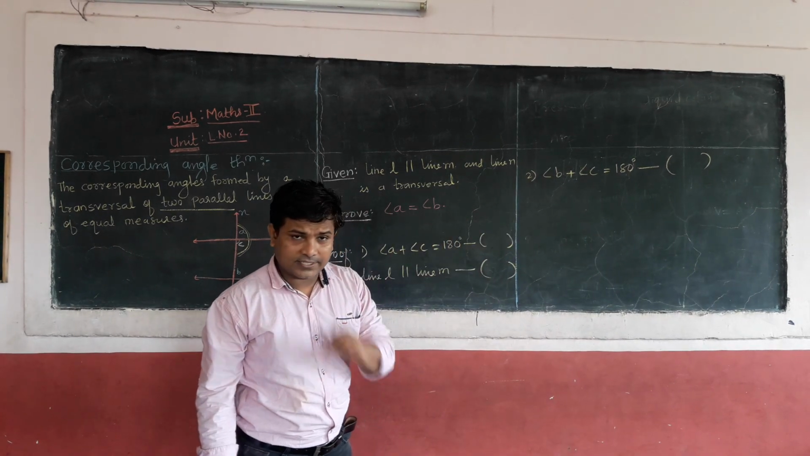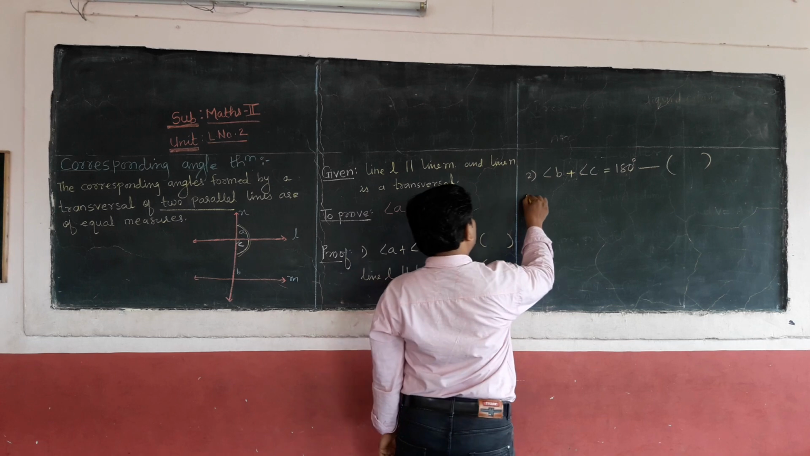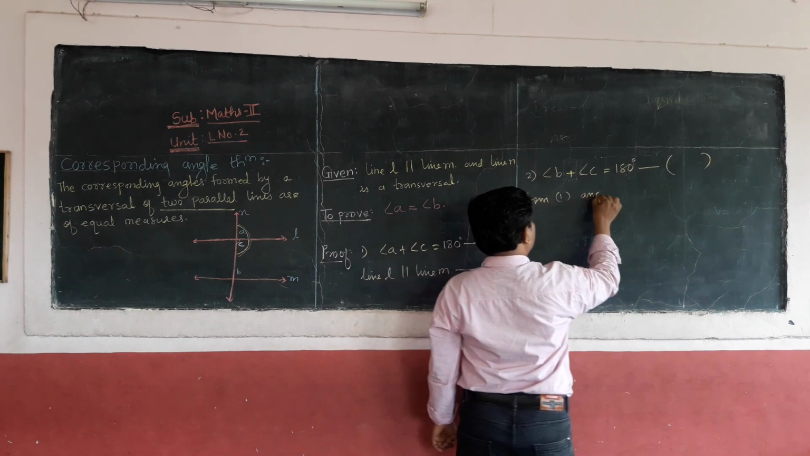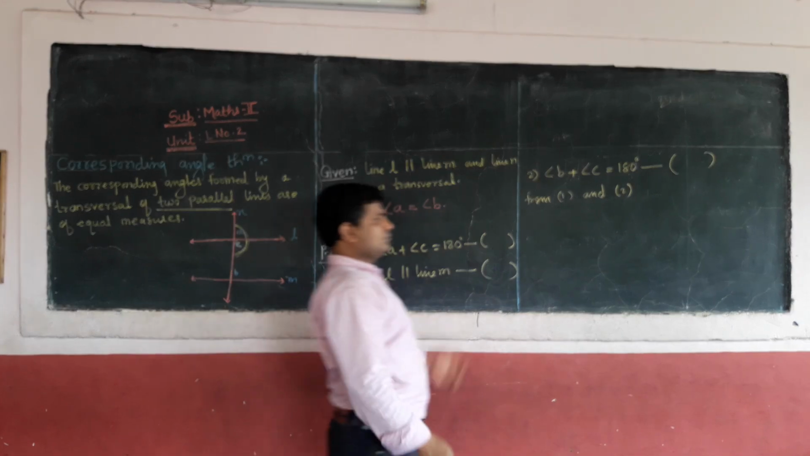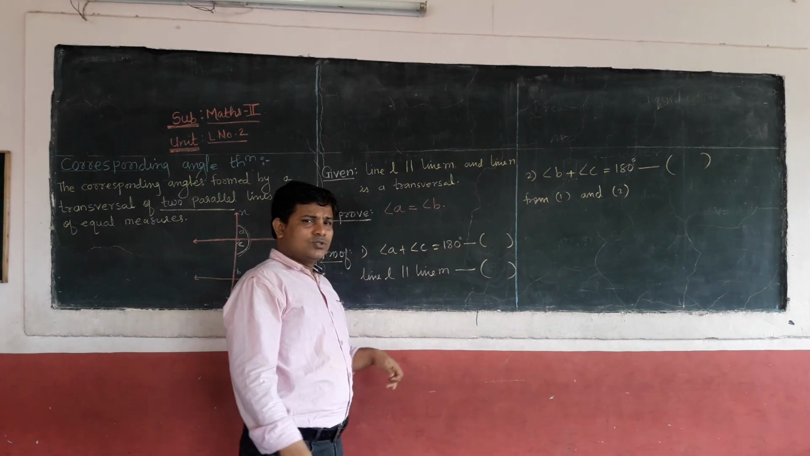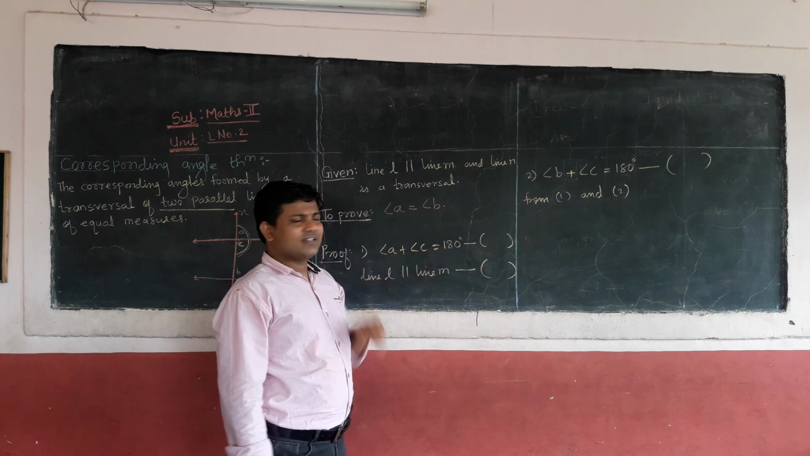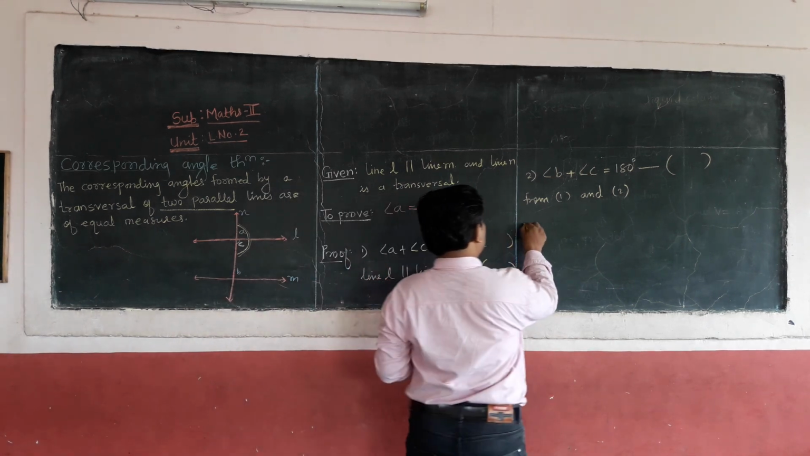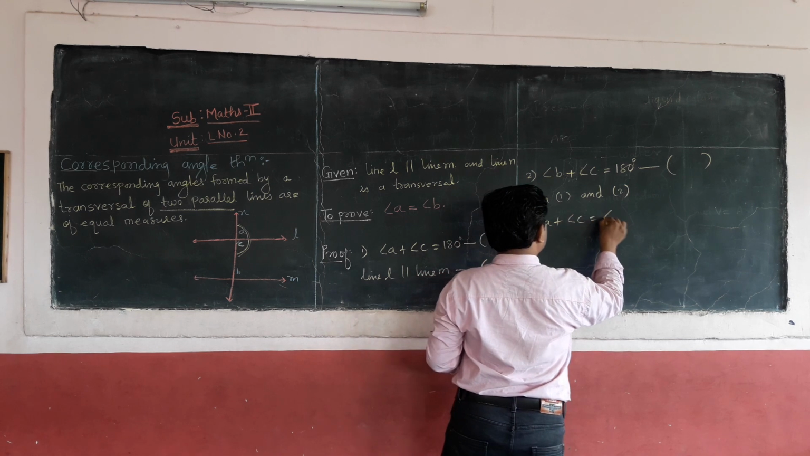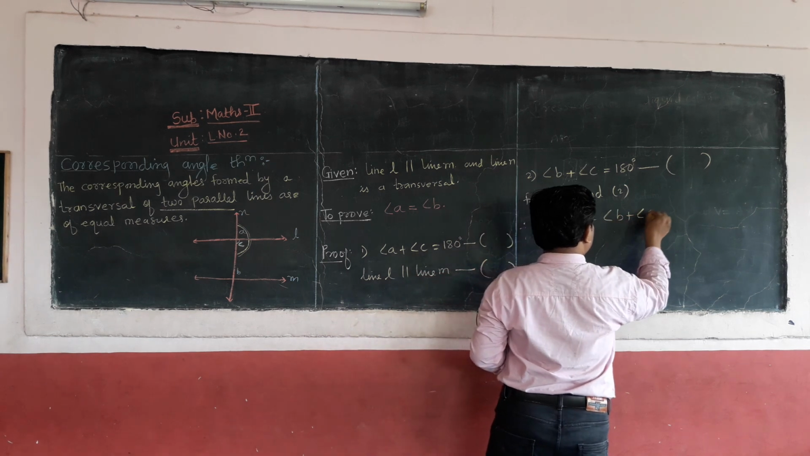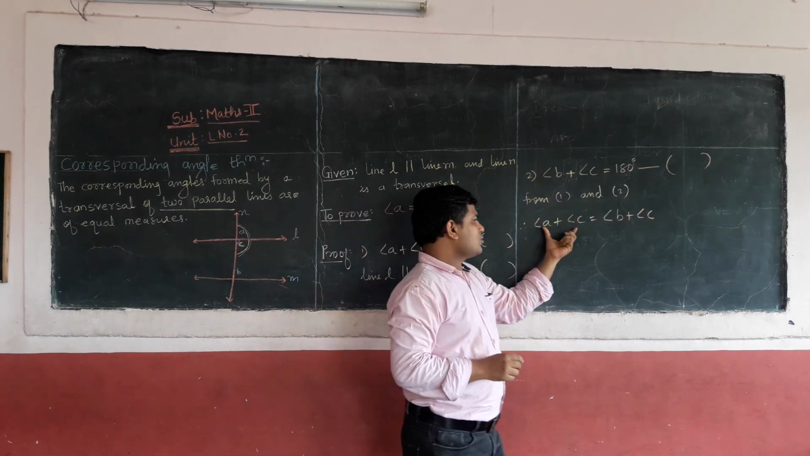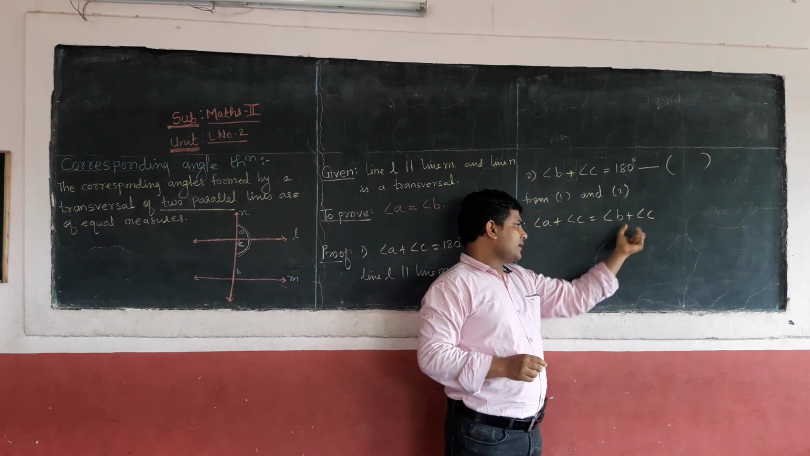Now, from 1 and 2, what can we say? You can see that in the board statement. Right hand side is equal, 180 degrees, 180 degrees. So if the right hand side is equal, we can say the left hand side is also equal. Therefore, angle A plus angle C is equal to angle B plus angle C. From 1 and 2 we can say that, because the addition of these two angles is also 180, the addition of these two angles is also 180.